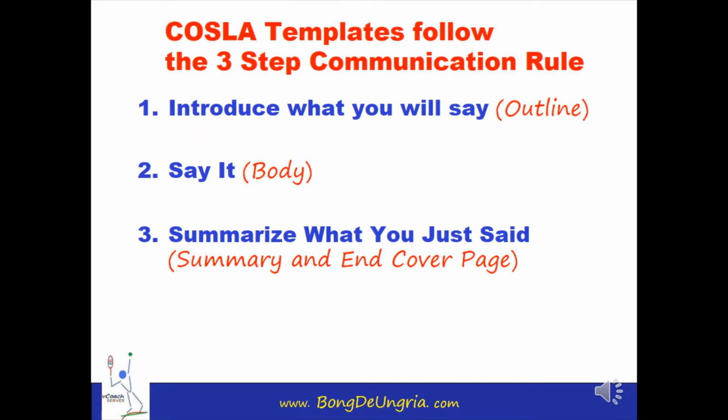This three-step rule for communication applies for professional and personal situations, like even when talking to your child. You tell them, okay, this is what I'm going to do. Then explain all the reasons why they have to eat the vegetables or go to school, and then end it with, okay, again, this is for you. This is why we're doing it, and summarize what you just said. So the COSLA template forces that thinking and execution process in communication.